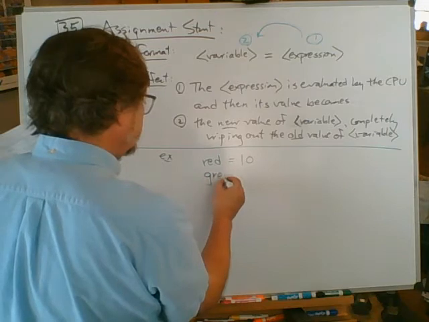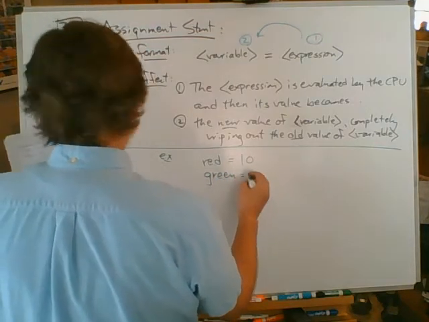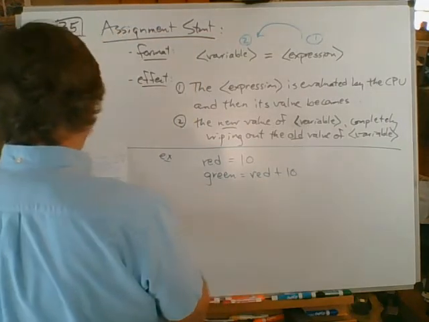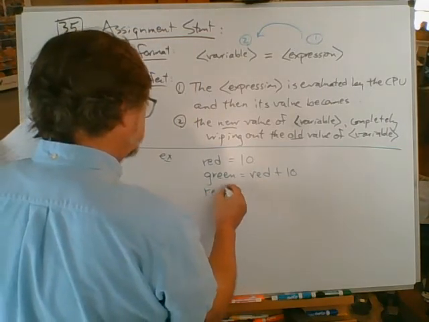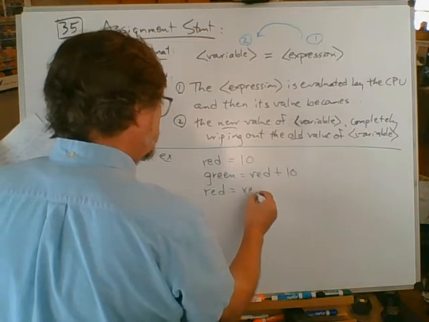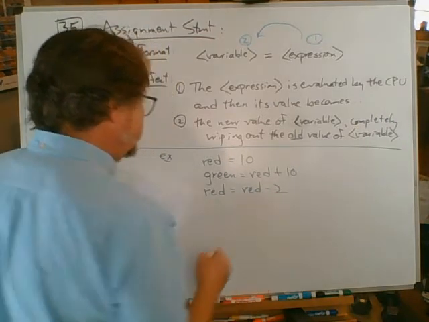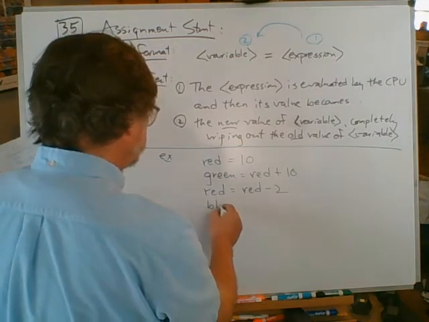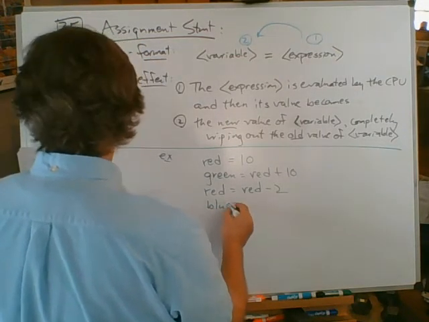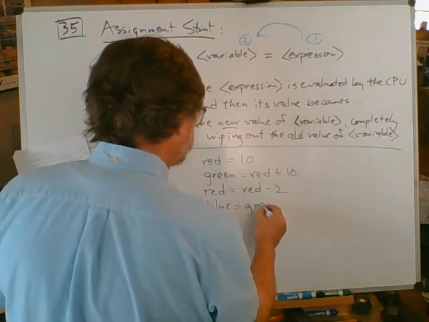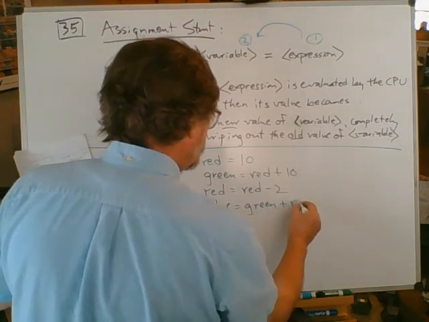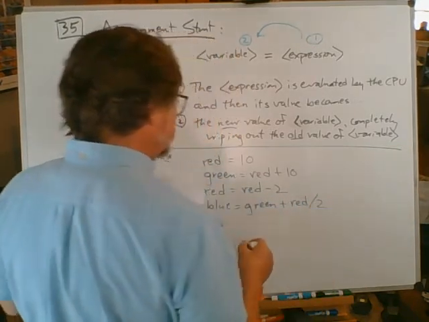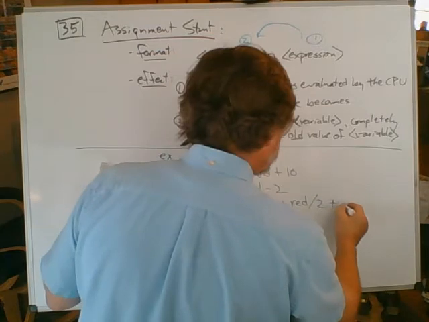Green equals what? Red plus 10. What else we got? Red equals red minus 2. Blue equals green plus red slash 2. The slash means divided by, plus 5.